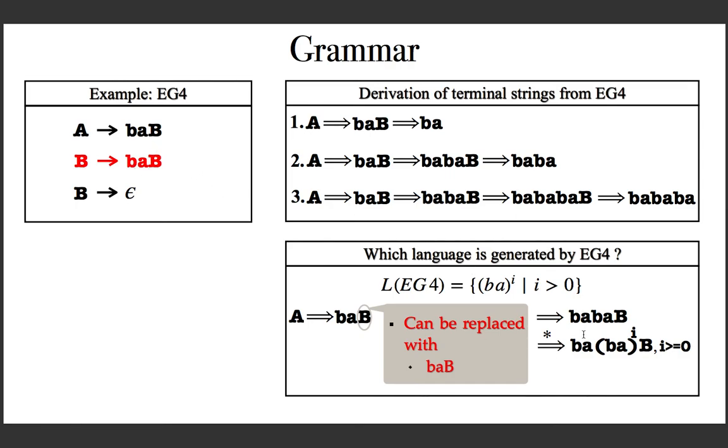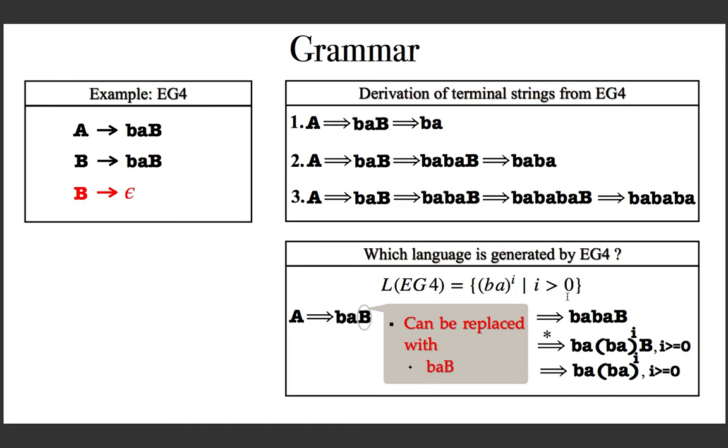So the first is ba followed by ba i number of times, if you applied this production i times, followed by capital B. And to derive a terminal string, you have to apply production number 3, and in that case, you will replace capital B with the empty string. So you are getting ba followed by (ba)^i, where i is greater than or equal to 0, because you apply the second production 0 or more times. And if you combine, you can see that this is exactly (ba)^i, where i is greater than 0.